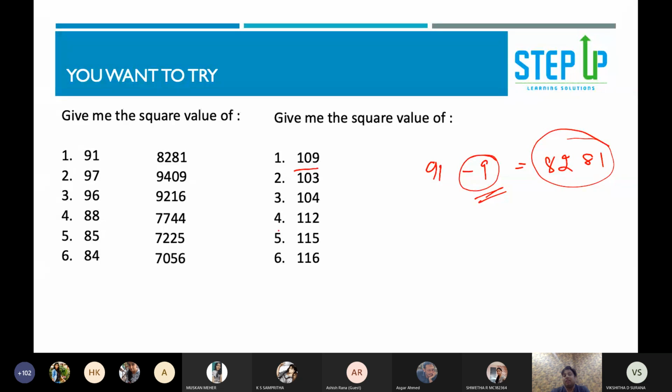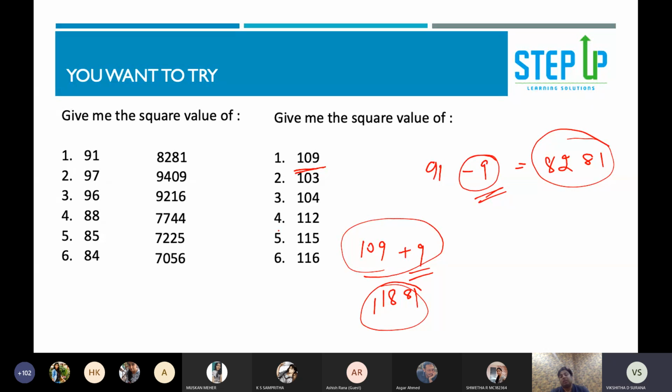In 109, it is not less than 100, but more than 100. By how much? 100 plus 9. So that is more than 100, we write plus 9. 109 plus 9 is how much? 118. And what is 9 square? 81. So my answer comes out to be 11881.